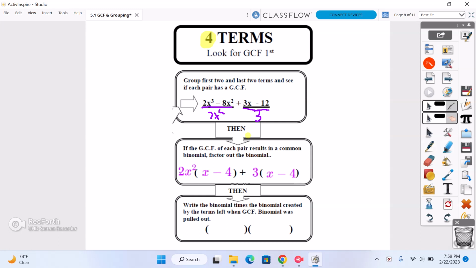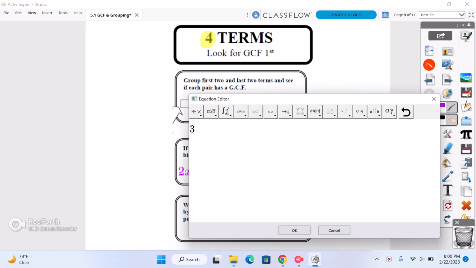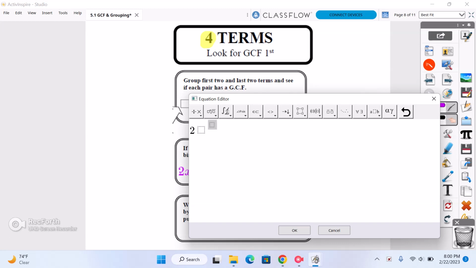Now this should happen when you're factoring by grouping, that both sets of your parentheses should come out to be exactly the same. In this case, they are x minus 4. So x minus 4 becomes one of our factors that we write in parentheses. And what becomes our other factor is what's remaining outside of the parentheses. So we have 2x squared and plus 3. That becomes our second factor here in these parentheses. So 2x squared plus 3.